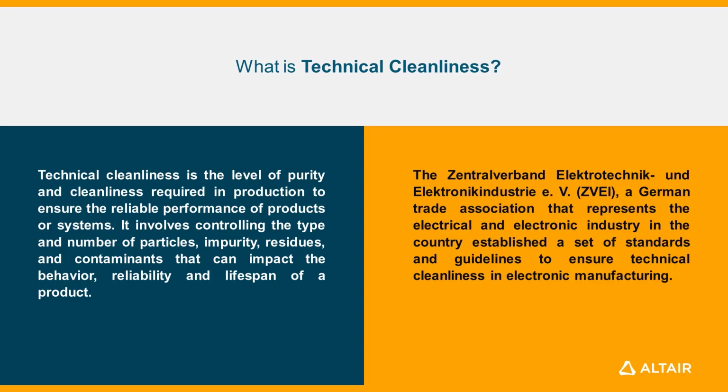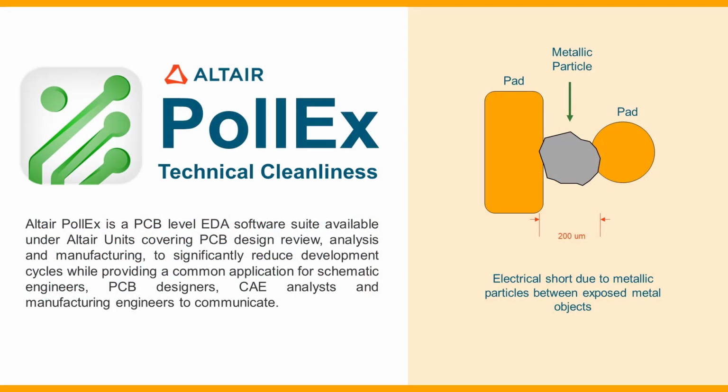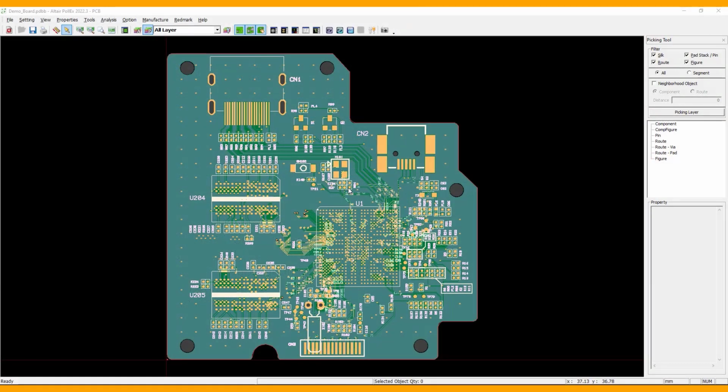For the electronics industry, the CBEI Association established a set of standards and guidelines to ensure technical cleanliness in electronics manufacturing. Today, we're going to take a look at a specific issue mentioned in this guideline and how we can assess it with Altair PollEx PCB. Altair PollEx in its newest release includes a new feature that reports the surface area that is vulnerable to electrical shorts caused by the introduction of metallic particles of arbitrary size on a PCB. So let's take a look.